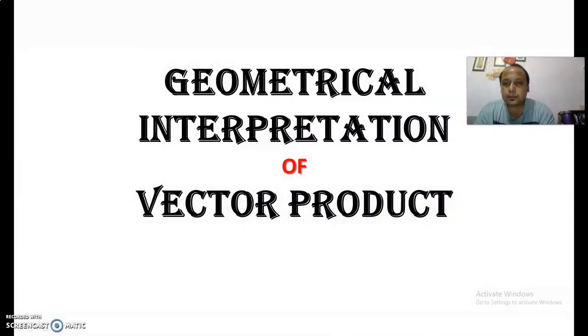We will consider two vectors which are co-initial in both the cases. So let us see how it is done, and then we will also see in this video some of the examples where this vector product is used. So that is the geometrical interpretation of vector product that we are going to discuss here.